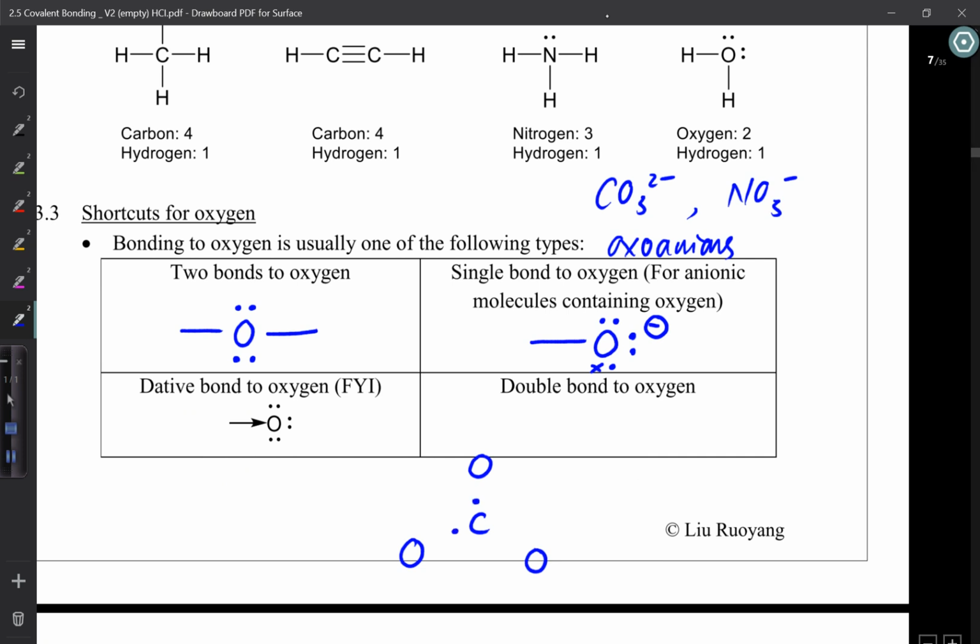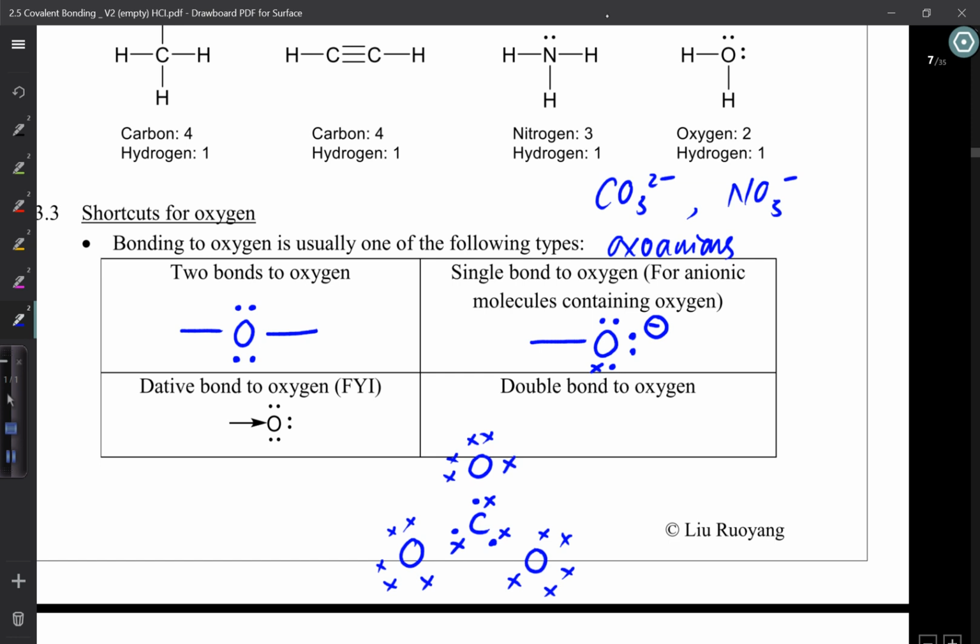So carbon here. Think about oxygen. We just pair up one with carbon first. So now each of these oxygen will be left with how many electrons to play with? 6, right? Sorry, 5, right? Because we already used 1. So same goes for this. Same goes for this. But carbon still.